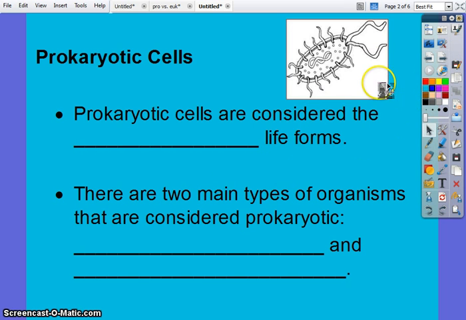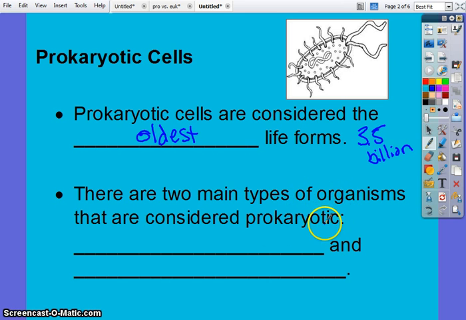So first, prokaryotic cells. This is an example of a very basic prokaryotic cell. Prokaryotic cells are considered to be the oldest life forms on Earth, evolving around 3.5 billion years ago. They are extremely old. Earth is about 4.5 to 4.6 billion years old. Prokaryotic cells formed right around 3.5 billion.